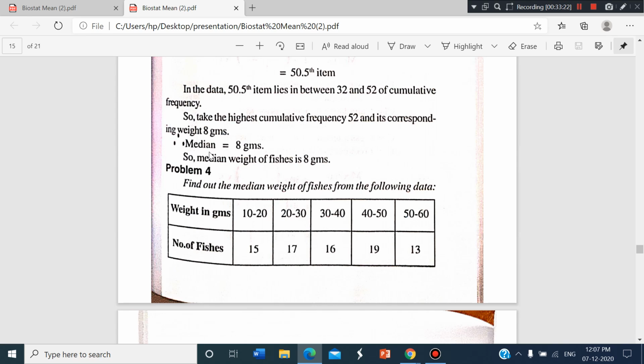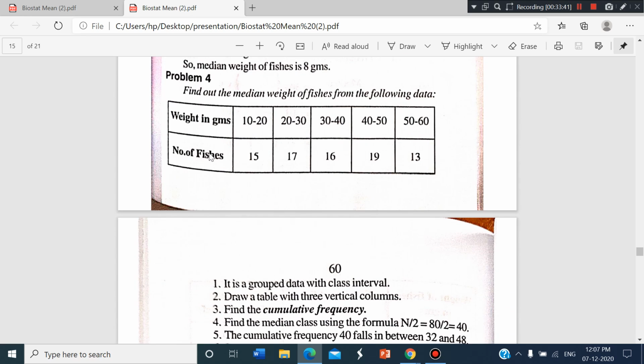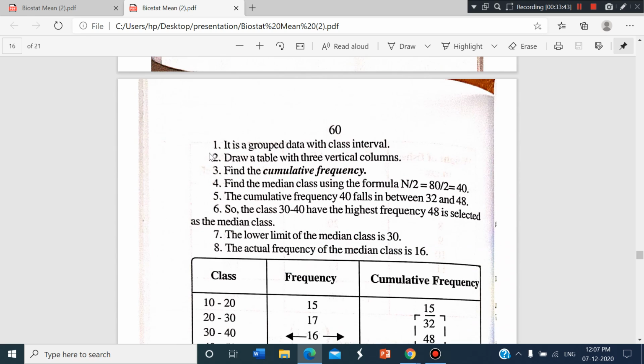For 17 fishes, the weight is between 20 and 30. For 16 fishes, the weight is between 30 and 40 grams. For 19 fishes, the weight is 40 to 50 grams. And for 13 fishes, the weight is 50 to 60 grams. This is the problem. Now we have to find out the median weight of the fishes.